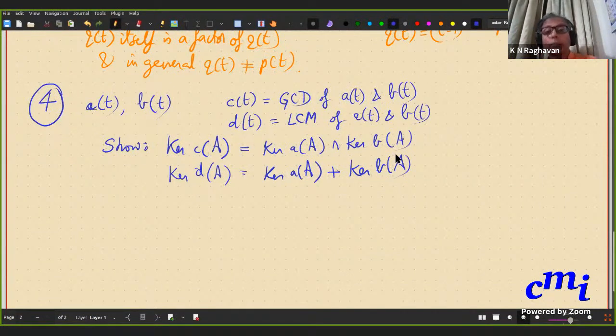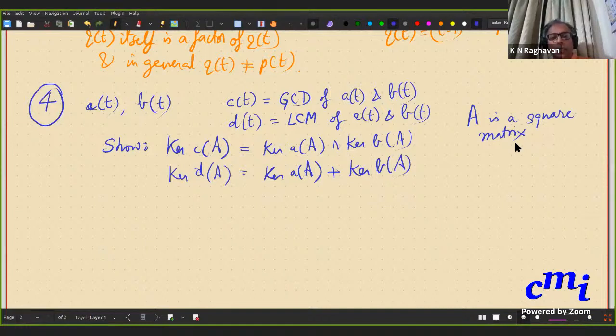So A is again an n cross n matrix. A is any square matrix. So in a sense, the primary decomposition theorem, as indicated in the exercise, will follow from this if we can show this. And these are fairly simple things to prove once you get the idea.